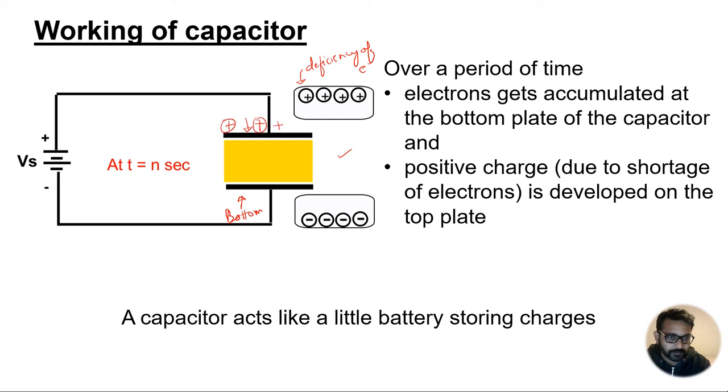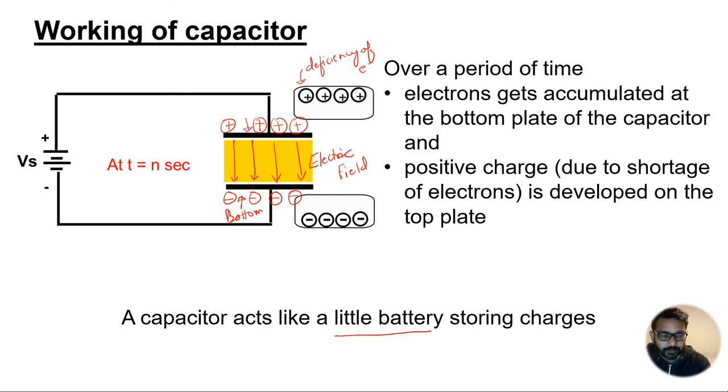So as we have discussed just now, because of this difference in the charge, or accumulation of positive and negative charges across the two plates, it will result in an electric field between the two plates. Okay. So as we can see here, the capacitor has the capability of storing charges in the form of electric field. Right? So a capacitor acts like a small battery which stores some charges.